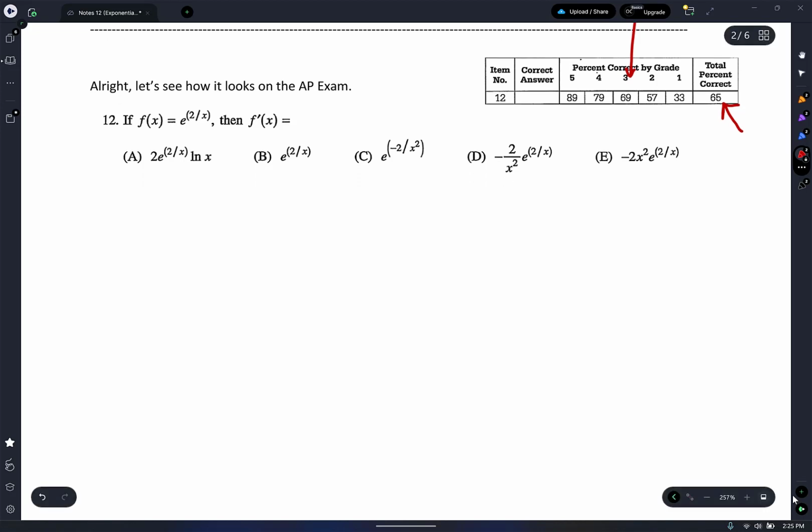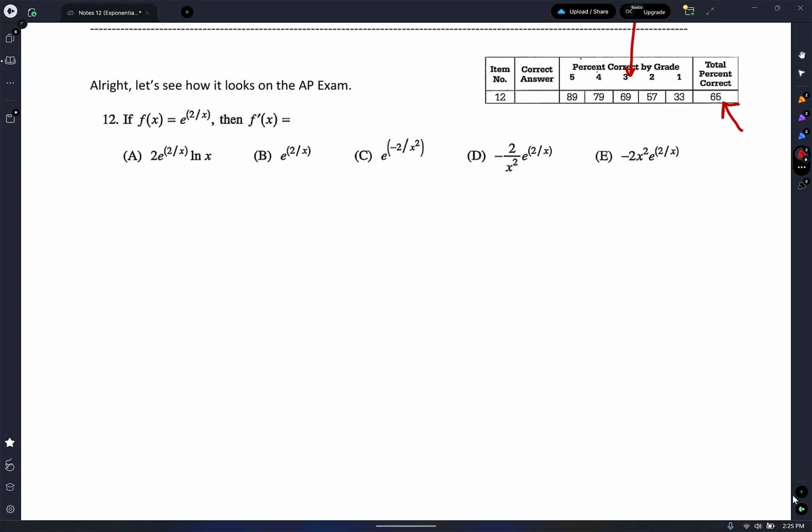Okay, do we have an answer? All right, let's see if we can figure this out. What I would do first, on the side, first and foremost, guys, it's e to the 2 over x. But on the side, I would write 2 over x is equivalent to 2x to the negative 1. Yay or nay?